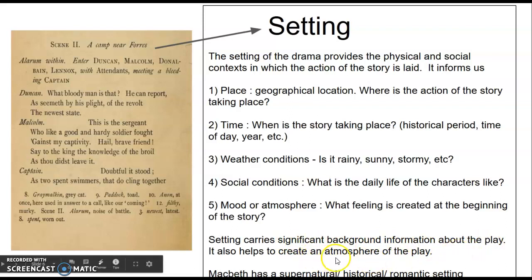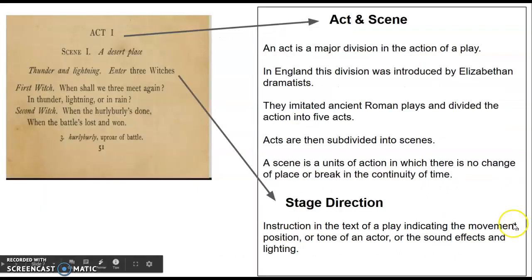It also helps to create an atmosphere of the play. Macbeth has a supernatural, historical, romantic setting. All these things together make Macbeth a supernatural play, a historical play, and it is its setting that makes it so.